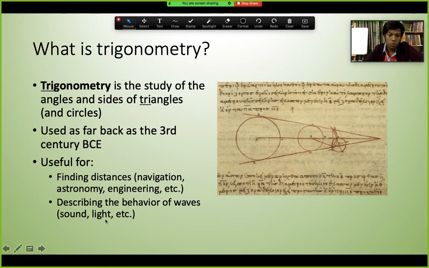You will see these are waves. Sound is also something we can represent by waves. Light is also waves. And even the waves in the ocean, as you will see written in the book, we can model by using some complex trigonometric functions. So yeah, this is where we use it.